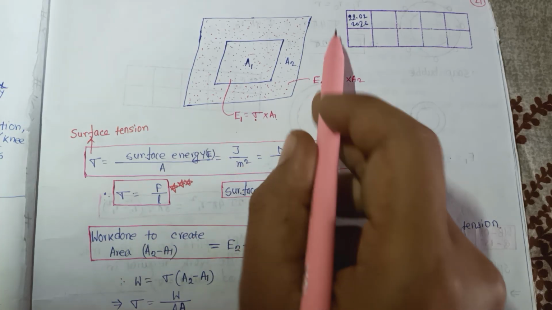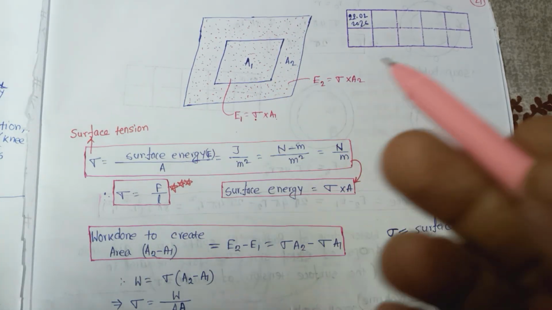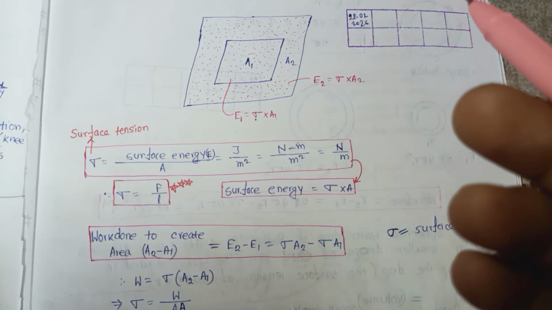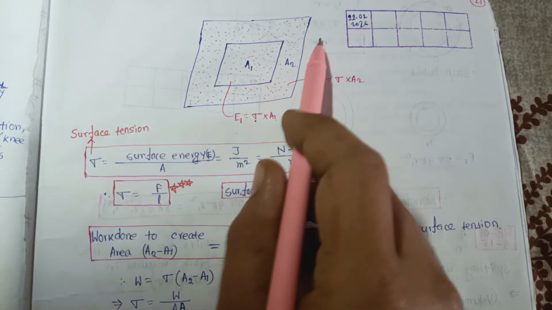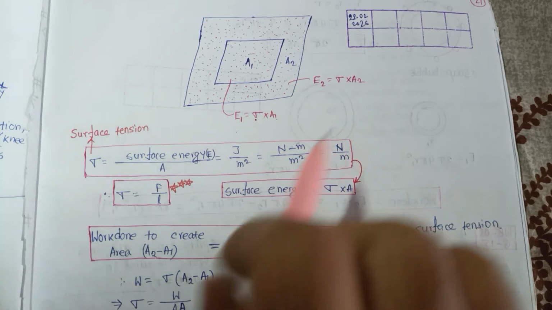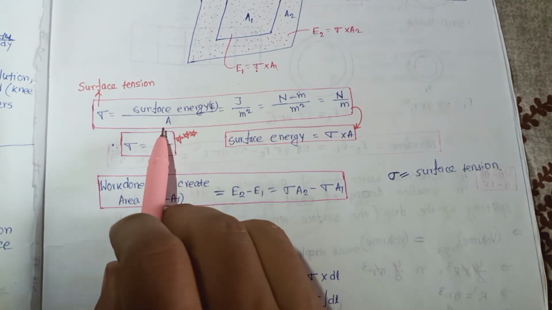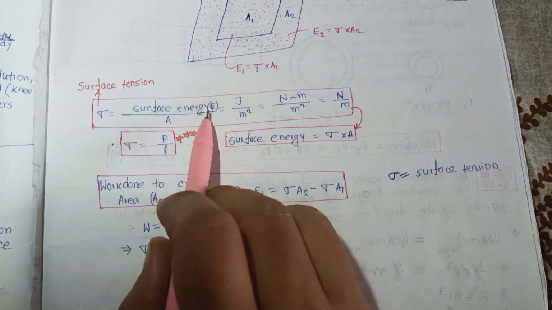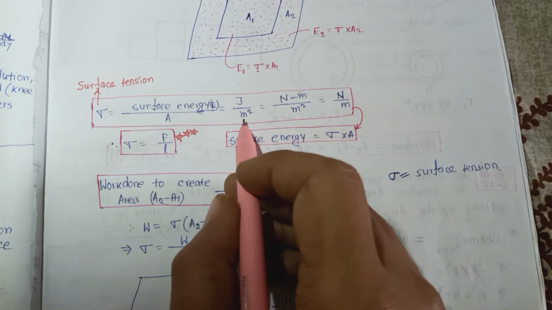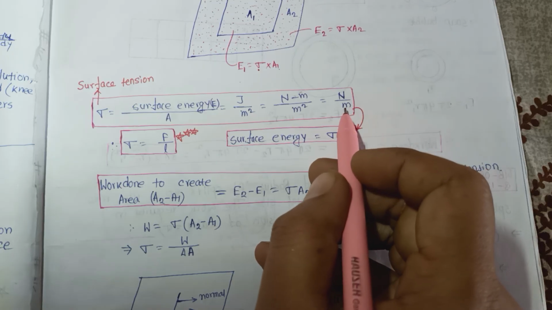Suppose this is area A2, so E2. What is the energy required to increase the area from A1 to A2? E2 is equal to sigma into A2. We know that sigma is surface energy per unit area. What is the unit? Joule per meter square. Joule means Newton into meter, divided by meter square. One meter cancels, so Newton per meter.